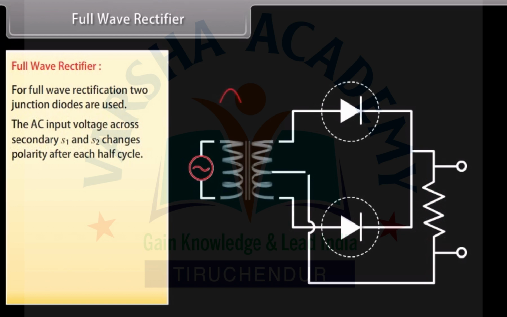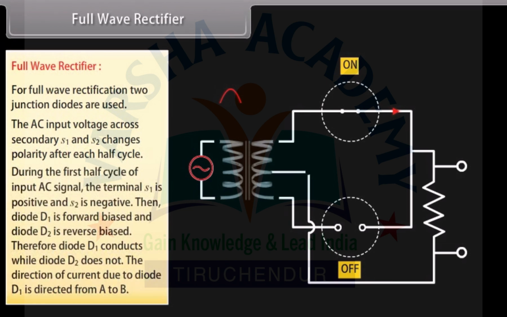The AC input voltage across secondary S1 and S2 changes polarity after each half cycle. During the first half cycle of the input AC signal, the terminal S1 is positive and S2 is negative. Then, diode D1 is forward biased and diode D2 is reverse biased. Therefore, diode D1 conducts while diode D2 does not. The direction of current due to diode D1 is from A to B.